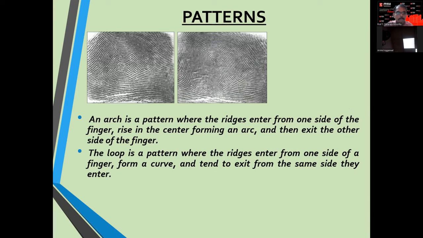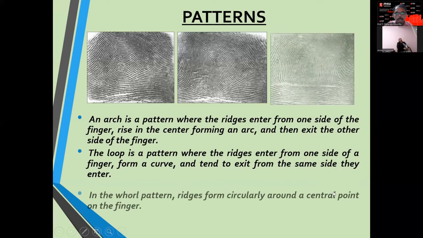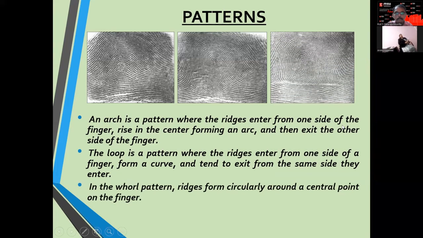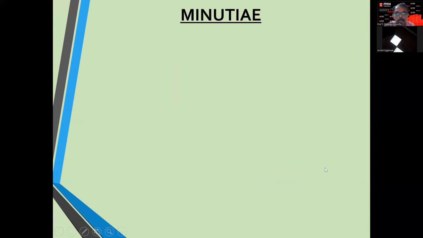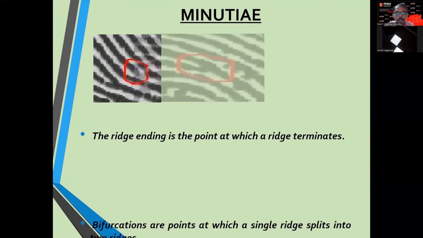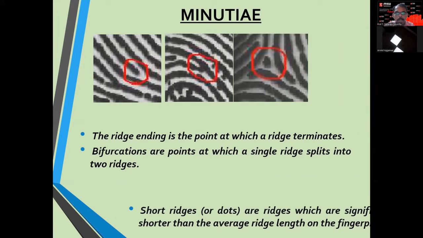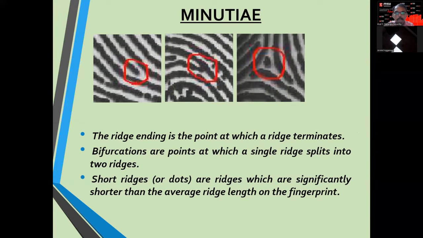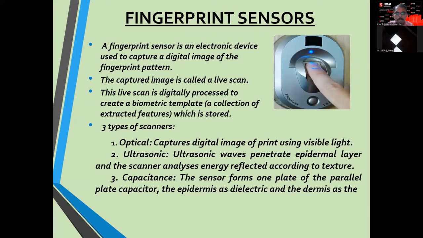The loop is a pattern where the ridges enter from one side of a finger, form a curve, and tend to exit from the same side they enter. In a whorl pattern, ridges form circularly around a central point on the finger. These are technical points, minutiae. Next is fingerprint sensors.